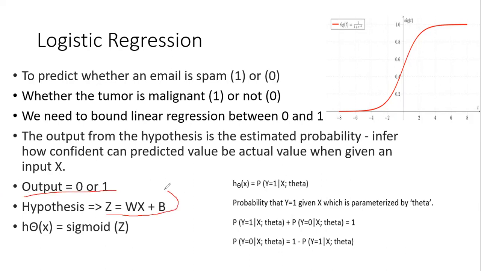Hypothesis Z equals WX plus B. What is this? So what is X? The random variable. Okay. B, the bias. Absolutely right. W, weight. So where have we seen these things? In the neural network. So you see the relationship between neural network and logistic function.